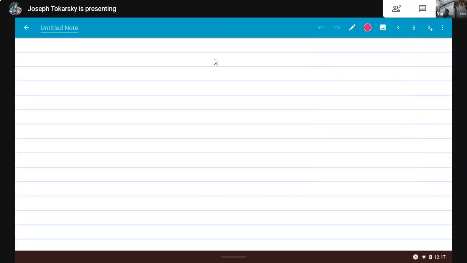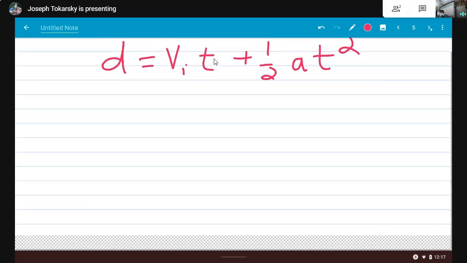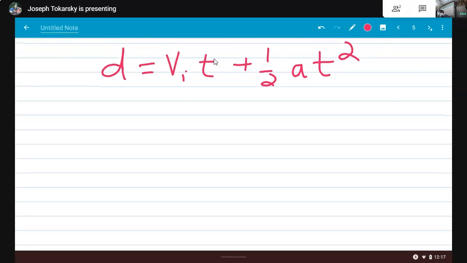Just pay attention. All right, so I'm just going to rewrite kinematic equation 2. It comes primarily from a graph that we already studied as well. Kinematic equation 2 said D equals VIT plus 1/2 AT squared. Just keep that up there for now, just to refer to it.